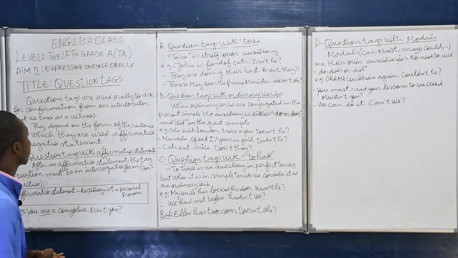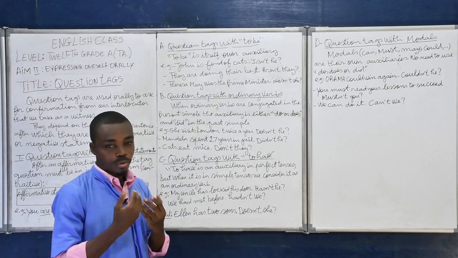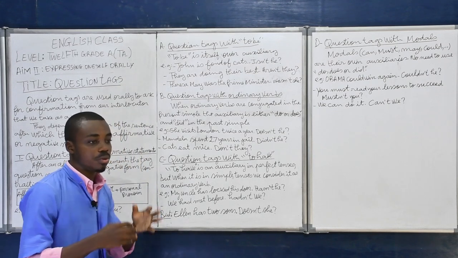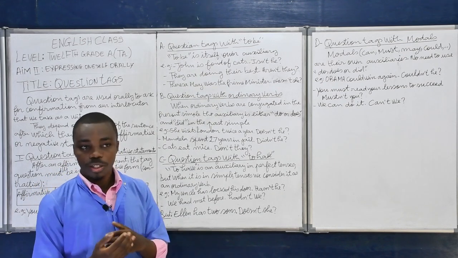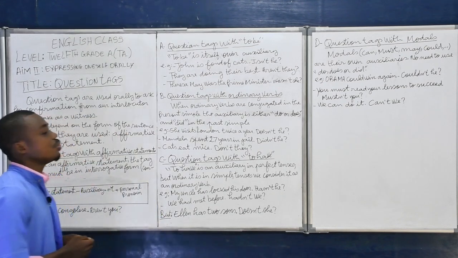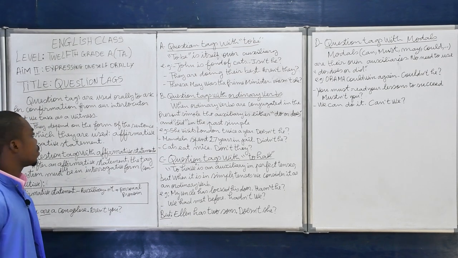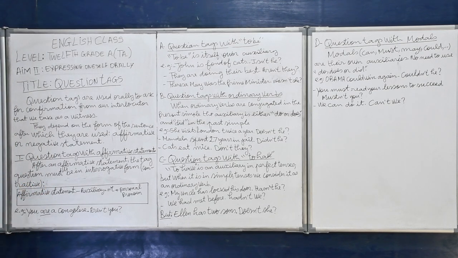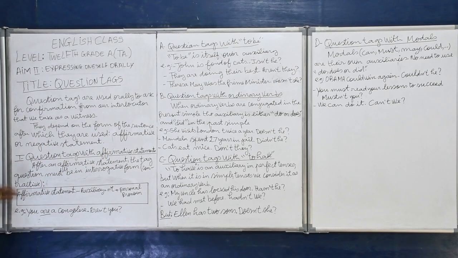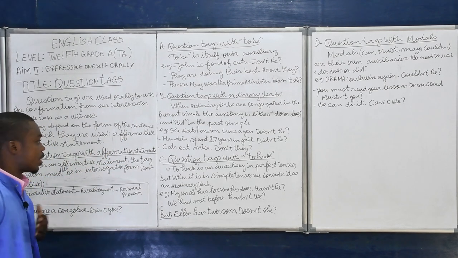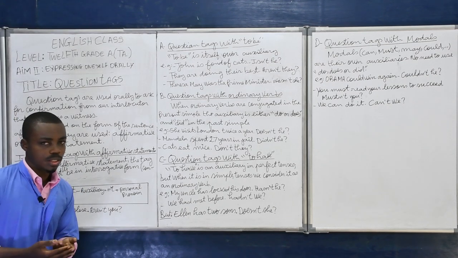What do we mean by question tags? Question tags are those questions we put orally when speaking to others, when you are talking to your friend and you want him to be your witness, to give confirmation. At the time, you use question tags. This is what it means. Question tags are used orally when you speak to ask for confirmation from our interlocutor that we take as a witness. Okay? And I said they depend on the form of the sentence.